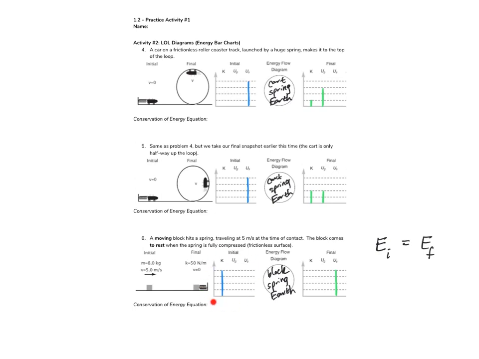Initially, all we had was kinetic energy. So to start out our conservation of energy equation, we would just write kinetic energy initial. Okay, so this I just denotes that it's initial, equals, well, what do I have finally? Elastic potential energy final. That is your conservation of energy equation for that scenario in number 6.